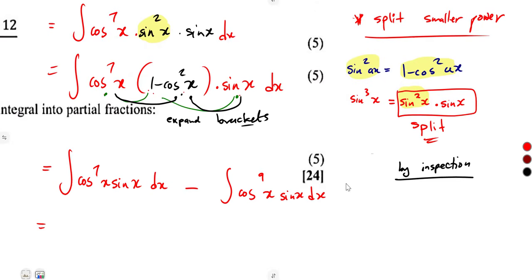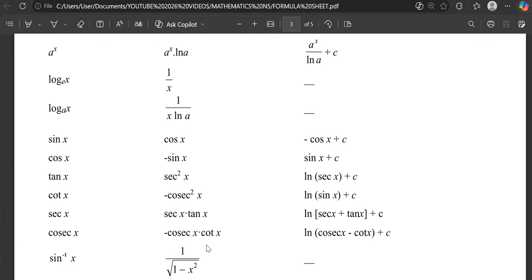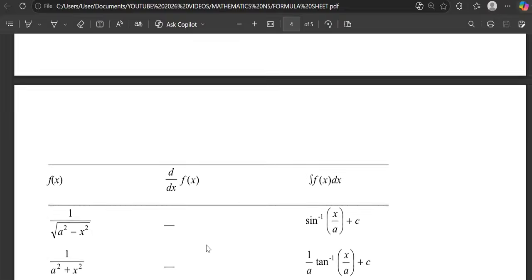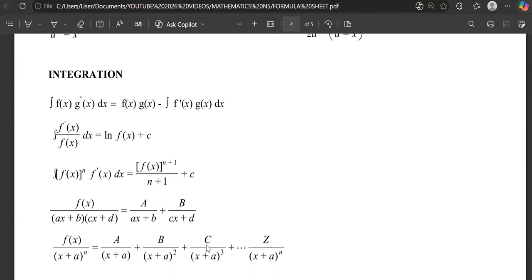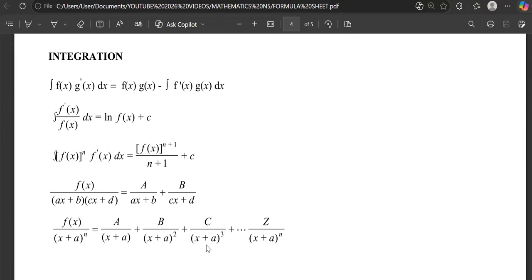All right, these are the formulas that you're given in your formula sheet. Let me show you. Is it for N6 or for N5? All right, this one. These formulas that you're given here, this first one is by parts. Then these two that we see here are formulas which can be used in a shorter, easier way. That is by inspection.